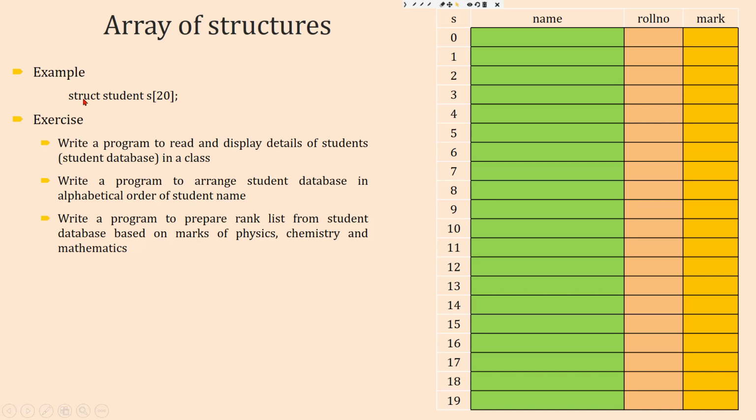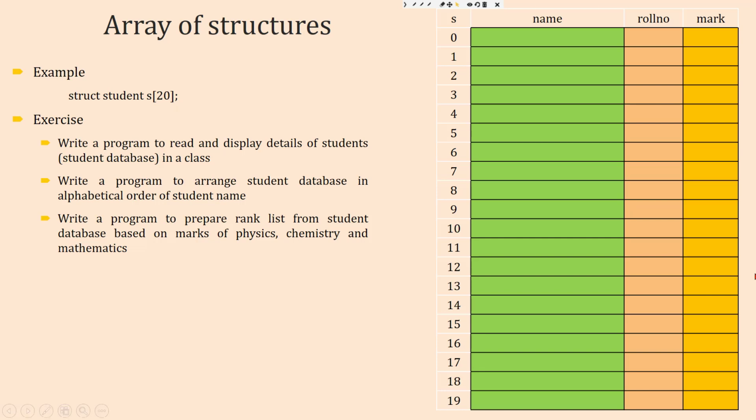This is how we declare an array of structures. Along with the variable, you just have to specify the size. Is it clear? Anyway, it will be clear when we write an example.